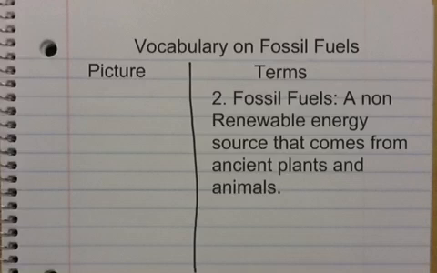The next term is fossil fuels. Fossil fuels are a non-renewable energy source that comes from ancient plants and animals. These are things that lived long ago, died, and through different sedimentary processes became petroleum or natural gas.